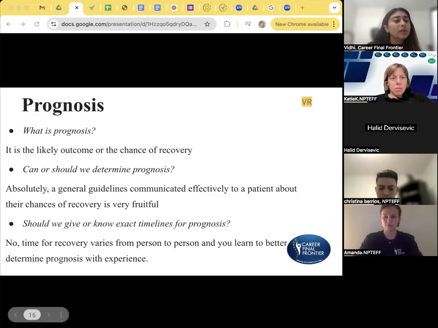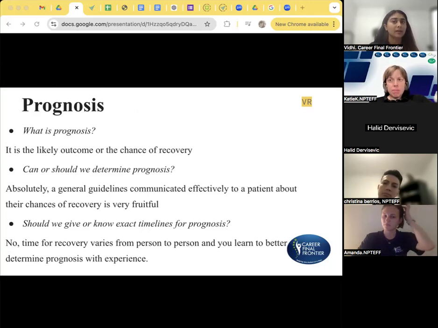Let's check prognosis. Now, what is prognosis? The likely outcome that your patient is going to have in terms of recovery. When you're thinking about recovery, you want to make sure that you're giving your patient a likely outcome, something that they can deal with. Now, do you know for sure how long it's going to take for them to get better? I would not say yes to that, because people are different, injuries are different, and they vary from time to time.